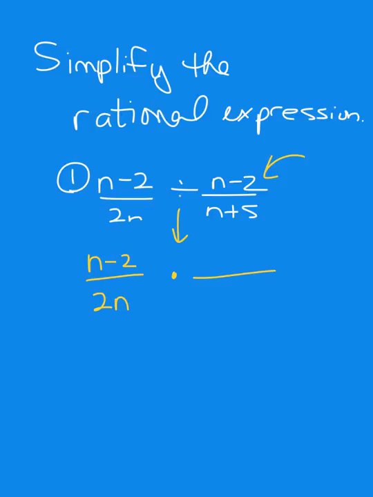So my n minus 2 was a numerator, that becomes a denominator, and then my denominator of n plus 5 becomes a numerator. From here I see what I can simplify, so I have n minus 2 is exactly the same, and then my final answer is n plus 5 all over 2n.